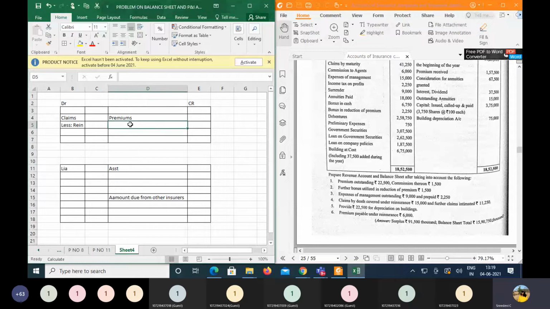And similarly, if there are any reinsured premiums, what we do is minus it from the premiums as reinsurance premiums. I'm talking about ceded, children, here. The same thing is again to be taken to the liabilities side as amount due to other insurers.